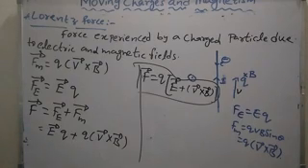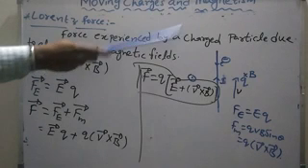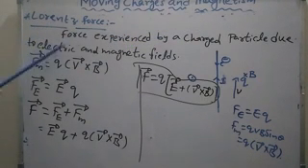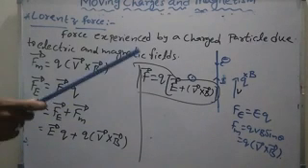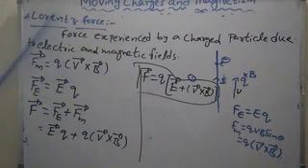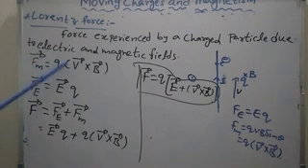Once again I am revising, students. What is the Lorentz force? The force experienced by a charged particle due to electric and magnetic fields is called the Lorentz force. Simply, the total force experienced by a charged particle in a uniform magnetic field is called the Lorentz force. When a charged particle is moving in an external uniform magnetic field, how much magnetic force does it experience? Q into V bar cross B bar.